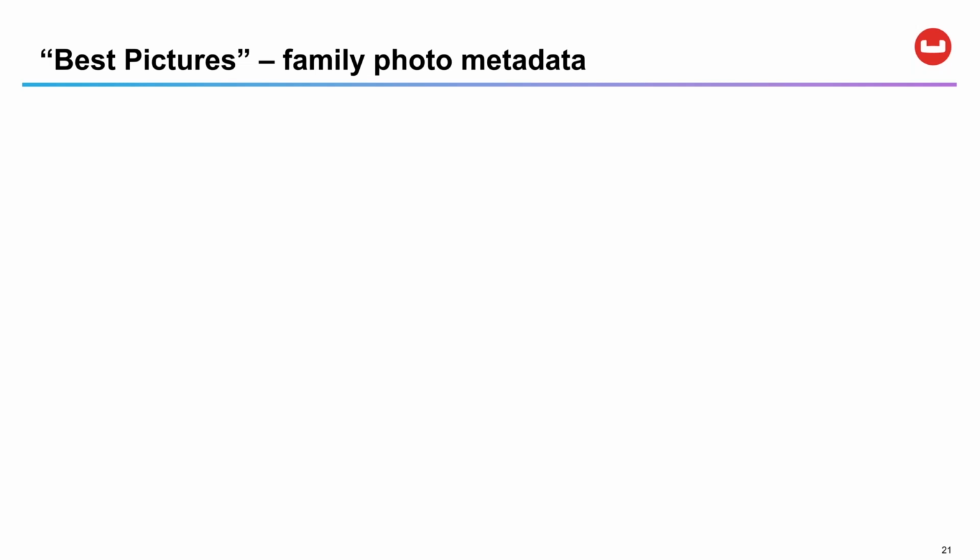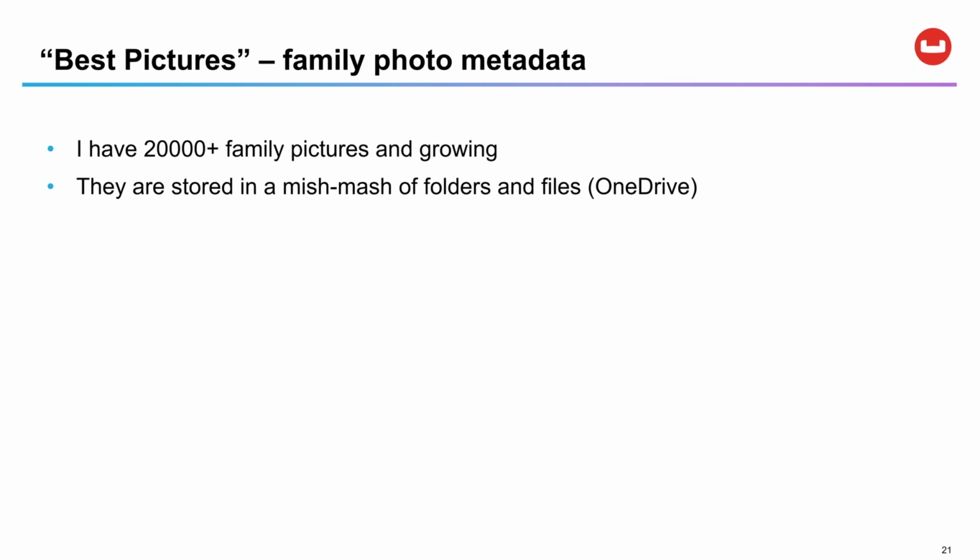There we go. Okay, so I have 20,000 plus family pictures, and that's growing pretty much every day. And they are stored in a mishmash of folders and files. So every once in a while, I'll take my wife's phone and I'll say, hey, I want to back up the photos on that phone. I'll put them in some folder in OneDrive. And that's fine. So all the photos are safe and they're backed up.